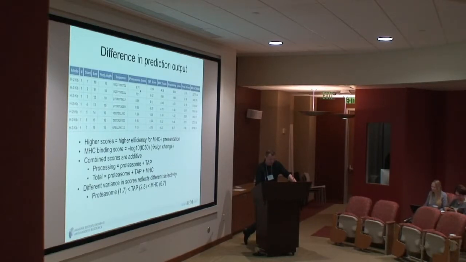So you see here that there's a vastly different range of values. The proteasome has a range of 1.7 versus TAP of 2.8 versus MHC of 6.7. This again reflects that the range of values you're getting from a very good binder to a very bad binder differs a lot for MHC, versus TAP and proteasome matter a lot less.